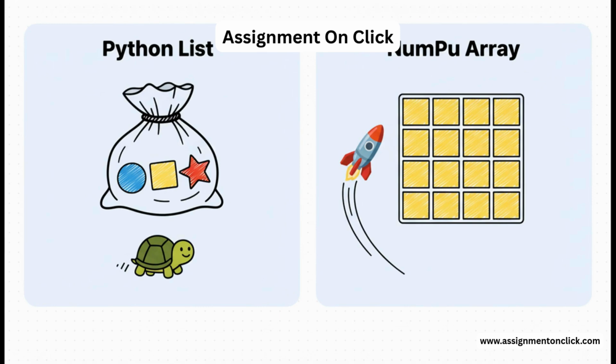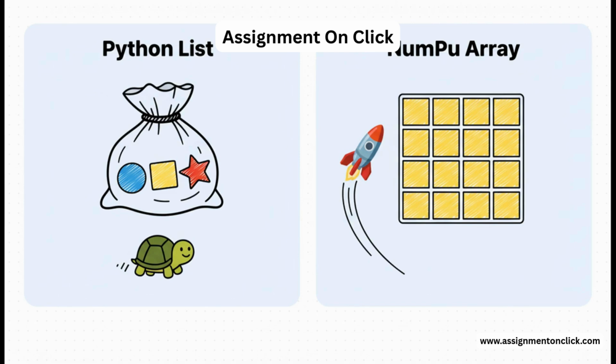A Python list is kind of like a messy bag. You've got all sorts of different things jumbled up in there. And because of that, every time Python does something with the list, it has to stop and check. Okay, what is this thing? Is it a number, a word? All that checking just grinds things to a halt.